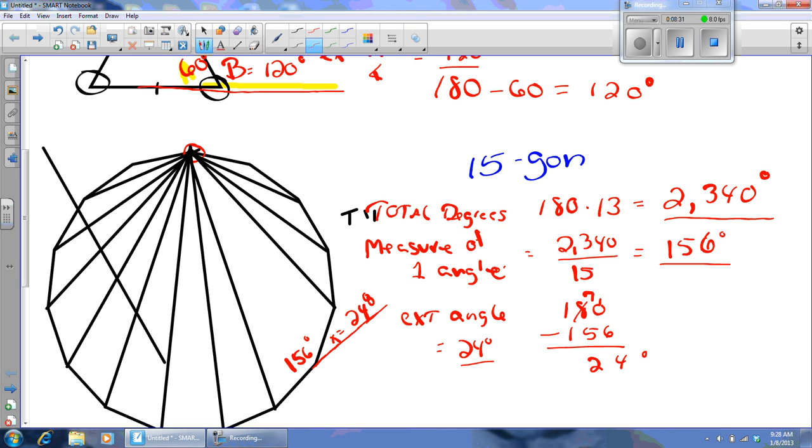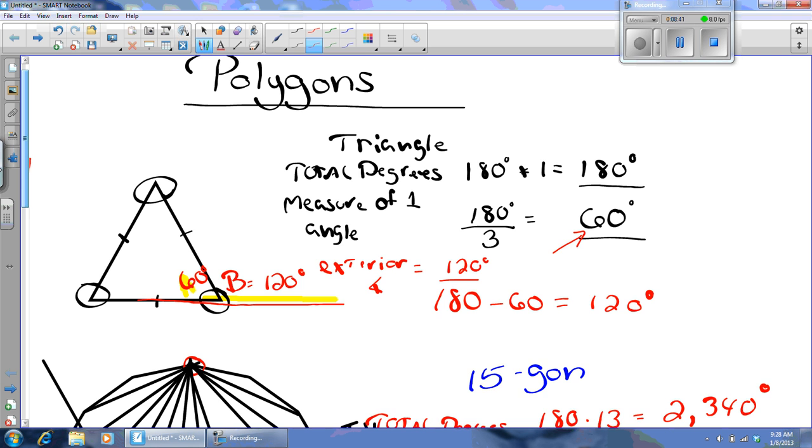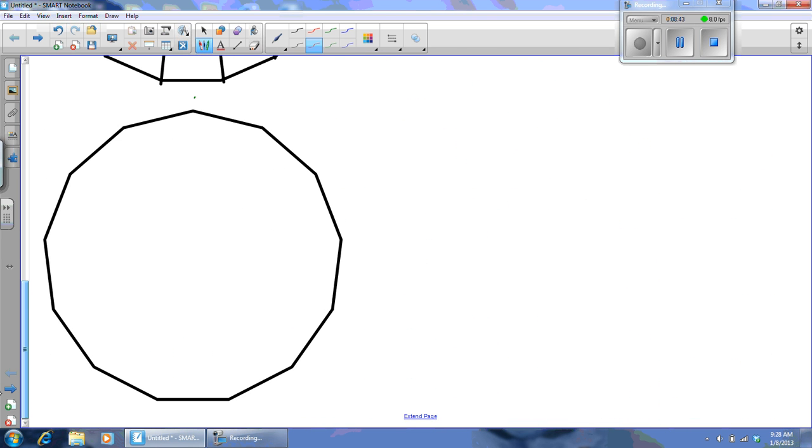So 240, that's 24. Oh, that's looking worse. Hold on. There we go. That looks a little bit better. Okay, so we've found the measure of an exterior angle now. Okay, now here's another shape. We're going to do this one more time, but we're going to do it an even easier way. We're going to count the sides.